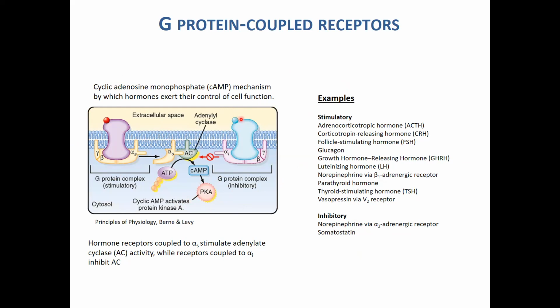Alternatively, if the hormone binds a receptor coupled to G alpha I, which is inhibitory, it's going to inhibit adenylyl cyclase. We're going to decrease cyclic AMP production, decrease PKA activity, and inhibit that pathway. And here, I don't expect you to memorize all these. If I'm talking about a particular hormone during the lectures, you can refer back to this and see what signal transduction pathway it is using.